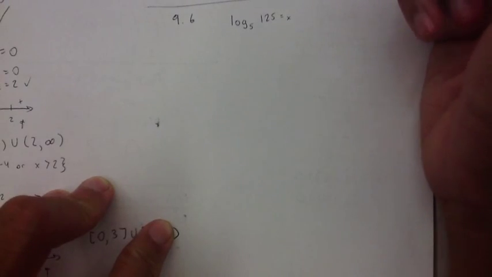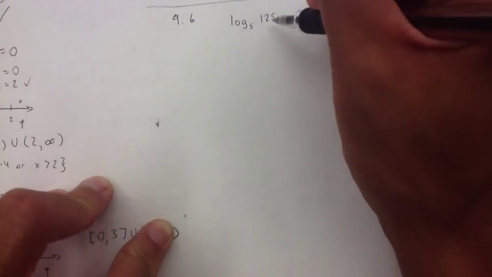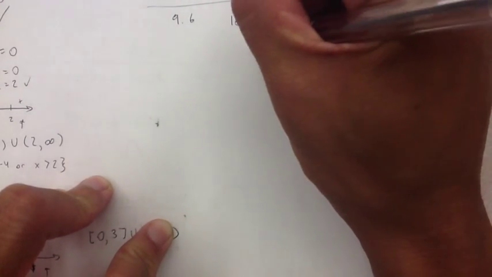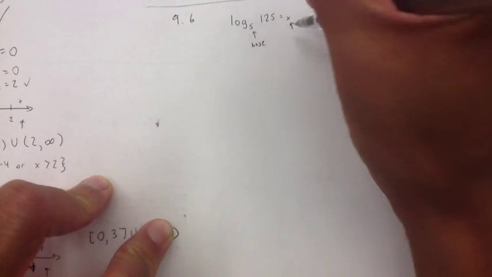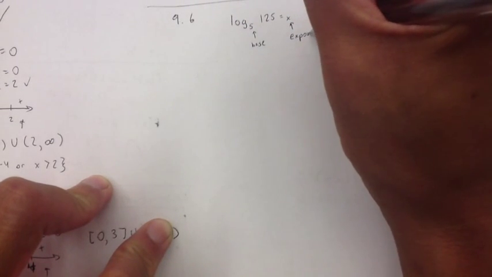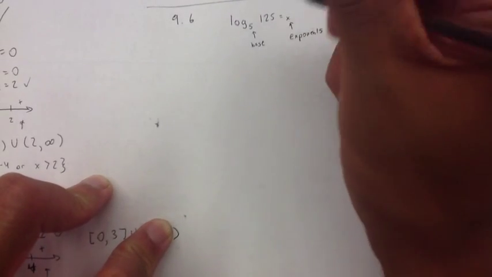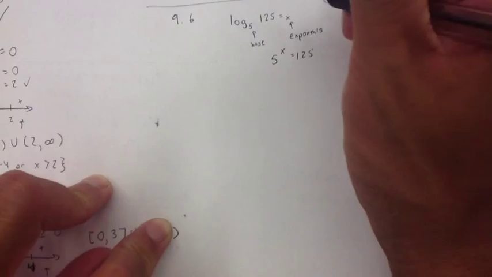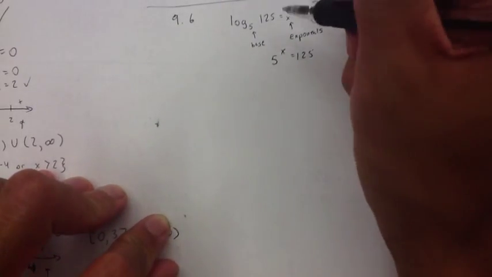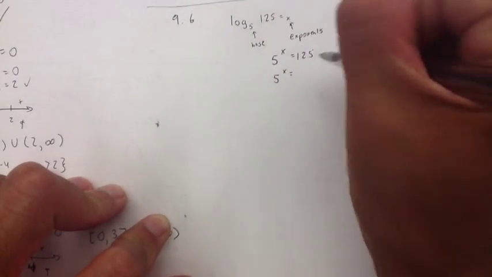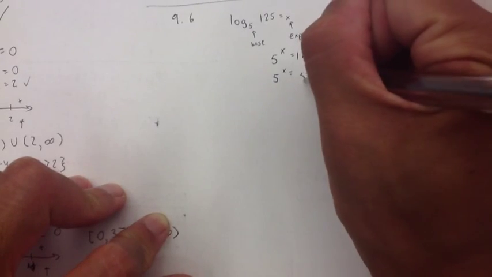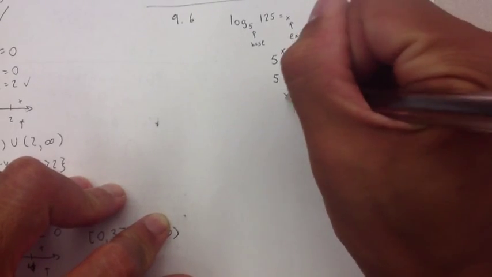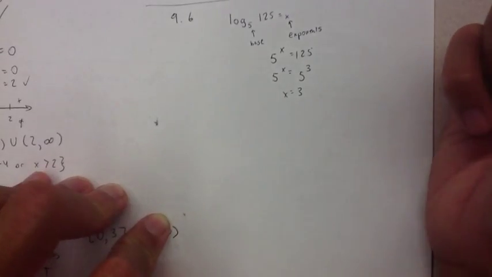Heading back over to my numbers here, log base 5 of 125 is x. Remember that this is the base. Logs are exponents, so exponents are on this side. So I just rewrite this by moving this x over. So this is 5 to the x equals 125. The log will disappear. You can do this in a calculator this way, or you can say that 5 to the x is the same thing as, since 125 is 5 to the third power, then x must equal 3.